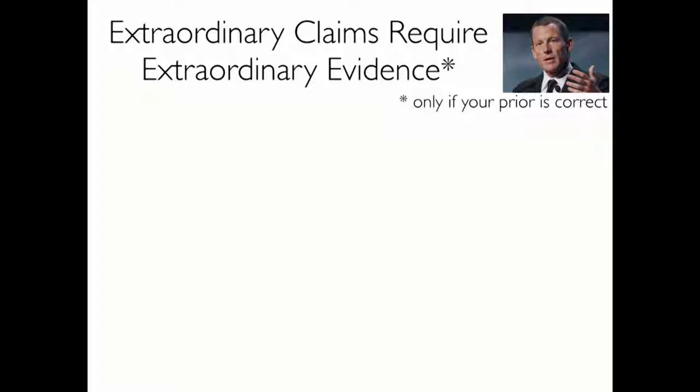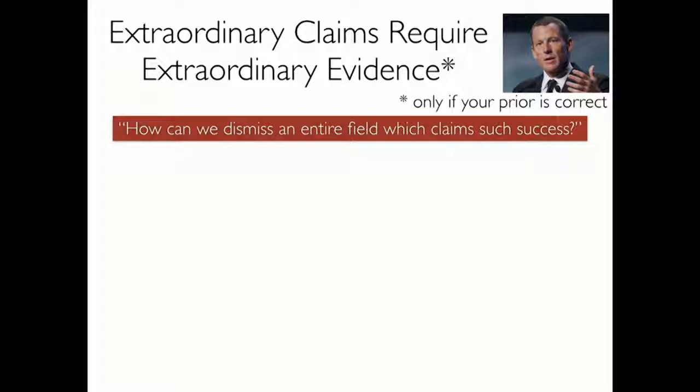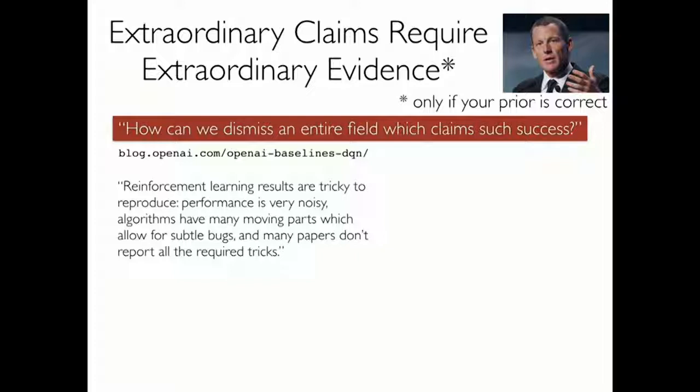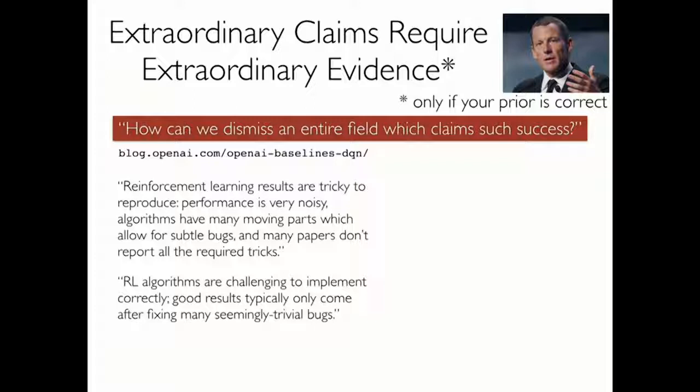So I showed you a demo where it didn't seem to work. But it turns out if you actually read the fine print, like you go to the websites of OpenAI, they admit that reinforcement learning results are tricky to reproduce, performance is very noisy, algorithms have many moving parts which allow for subtle bugs, and many papers don't report all the required tricks. They say that RL algorithms are challenging to implement correctly. Good results typically only come after fixing many seemingly trivial bugs.